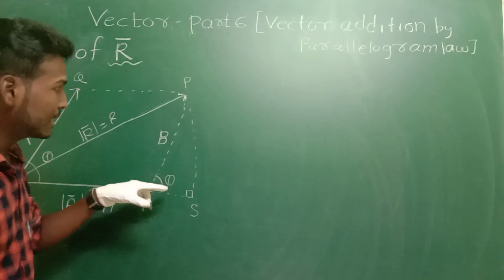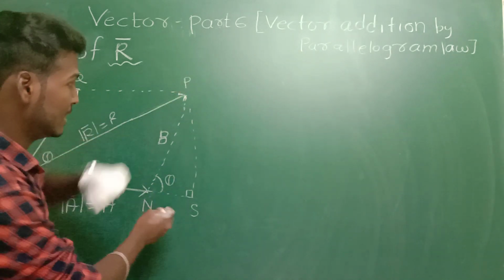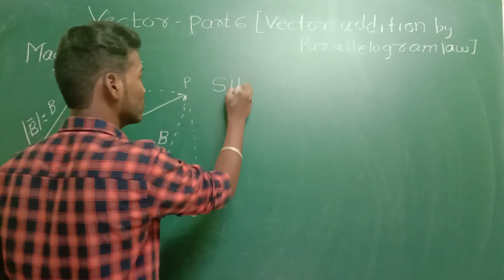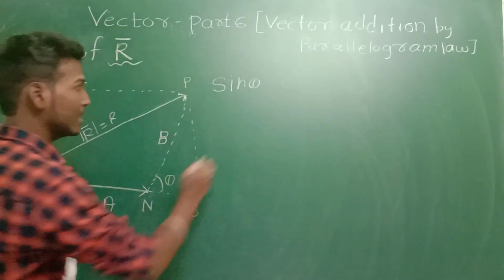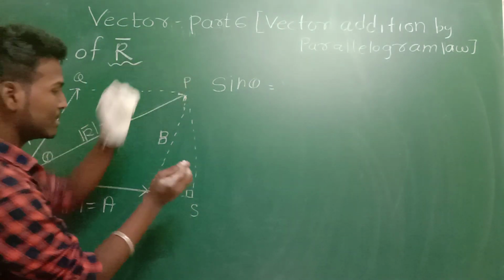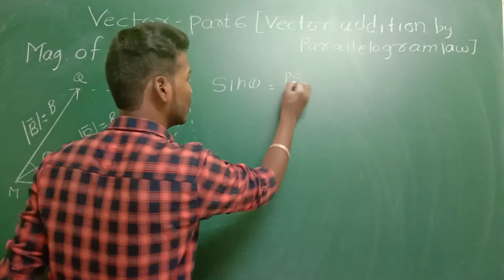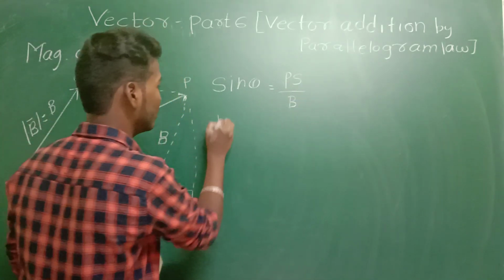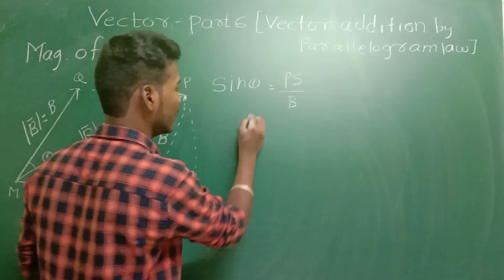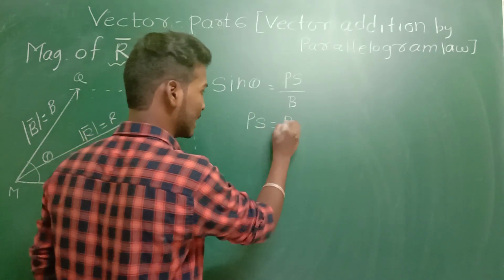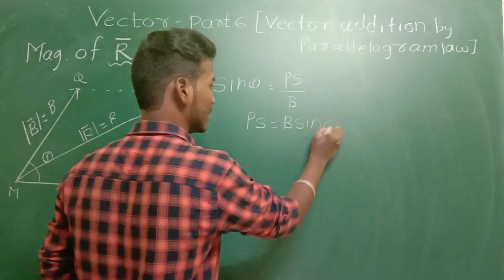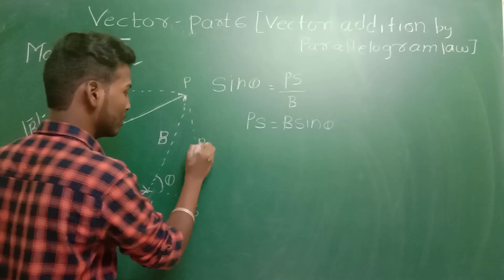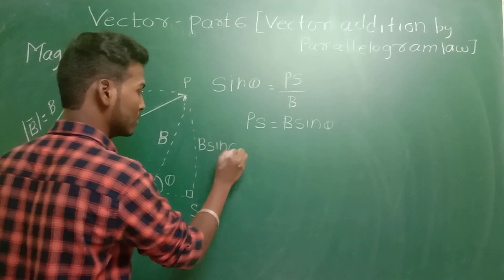So if this is theta, then what will be this side? For this side we will use the sine. Sine theta is equal to opposite side divided by hypotenuse, so B. So PS will be equal to B sin theta. So this side will become B sin theta.